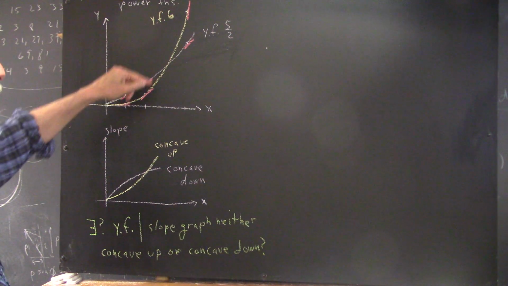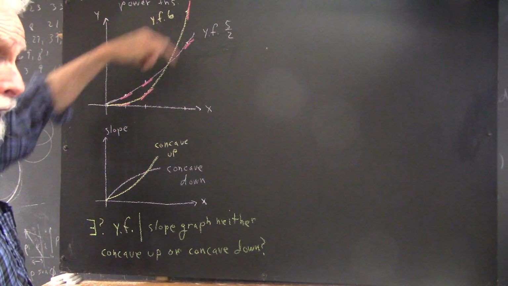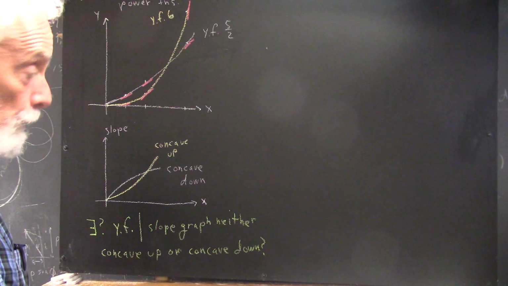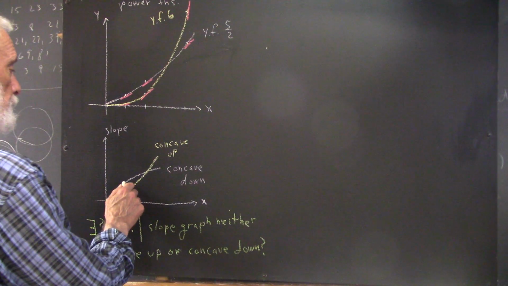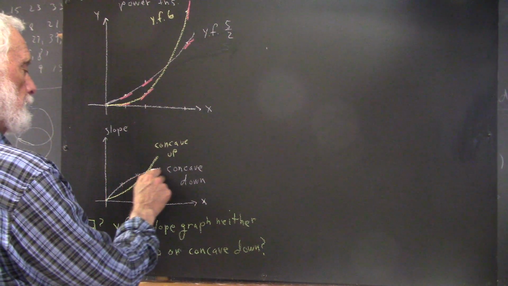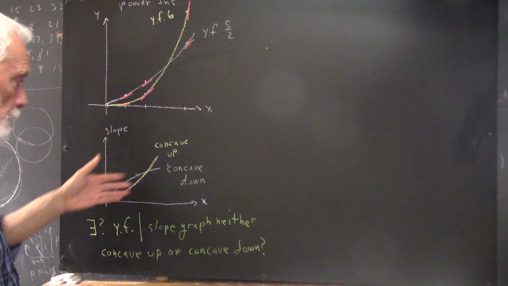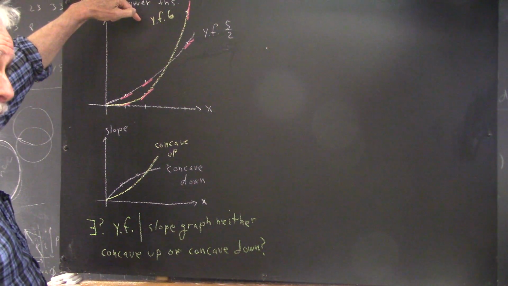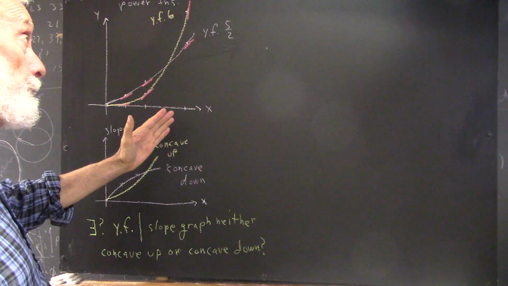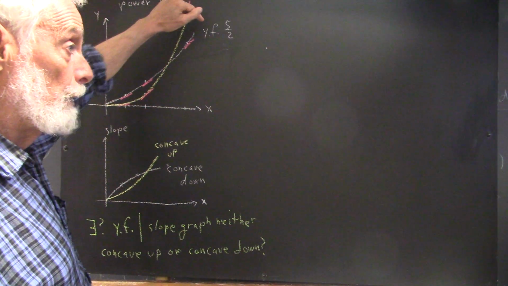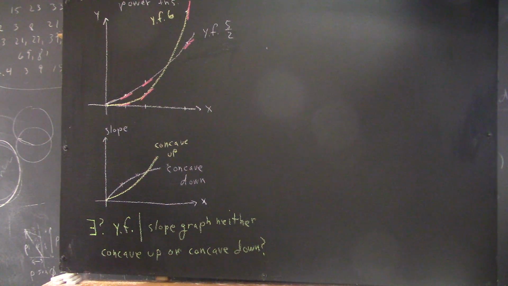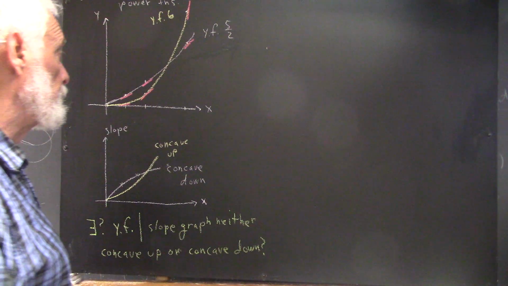Okay, so I've drawn slopes at 3 points on each graph, and I've indicated what might be the progression of the slopes. We could have a slope here, and a slope here, and a slope out here someplace, and 3 slopes on this graph. And if we do this, we find that the slope graph from the graph of y factor 6 is concave up, whereas the slope graph for y factor 5 halves is concave down. So this raises a couple of questions.